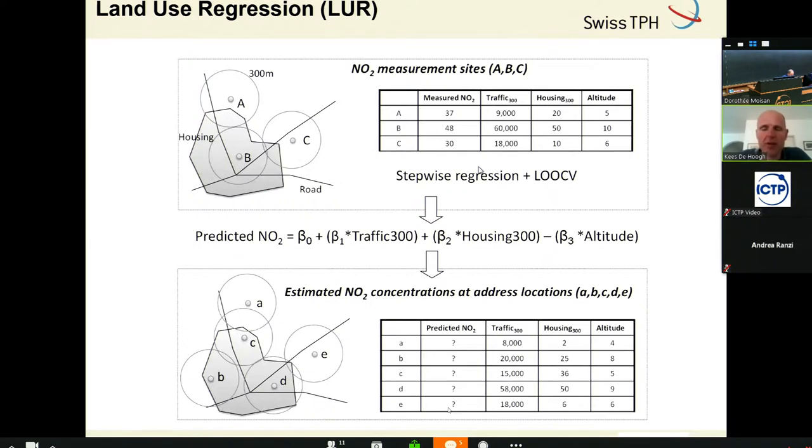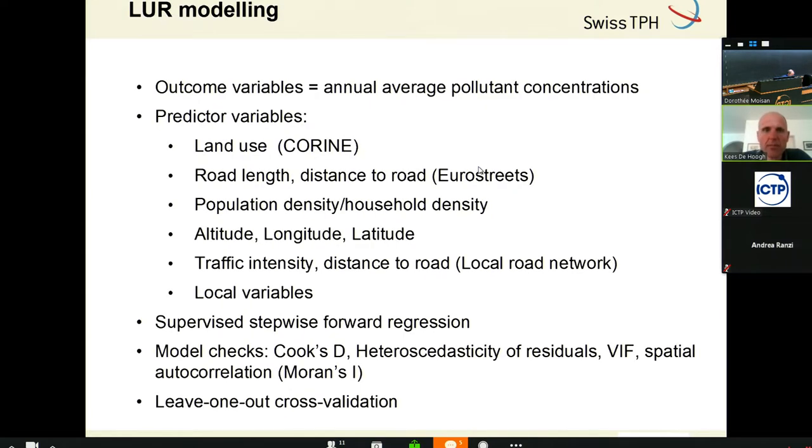So this is in a very short, I realize I do that very quickly, explaining land use regression, but you can always go back and read up on it a little bit. So land use regression model, the outcome variable is an annual average pollutant concentration.